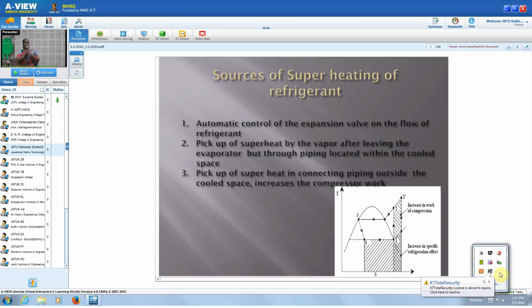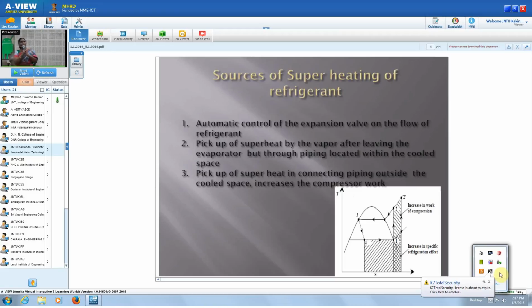So the first point is automatic control of the expansion valve, the flow of the refrigerant. With this, whenever there is superheating at the suction of the compressor, the refrigeration effect will also increase. So the first point is a positive point which increases the refrigeration effect. Similarly, the second point also increases the refrigeration effect, whereas the third point will increase the work input. So whenever the work input increases, the coefficient of performance always decreases.